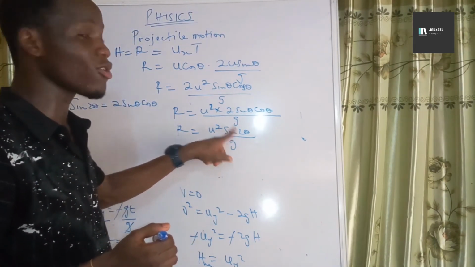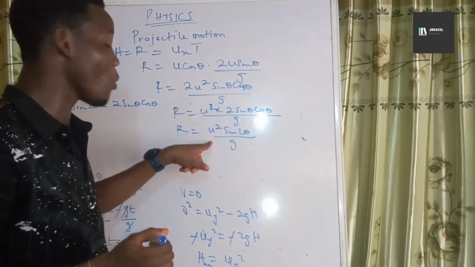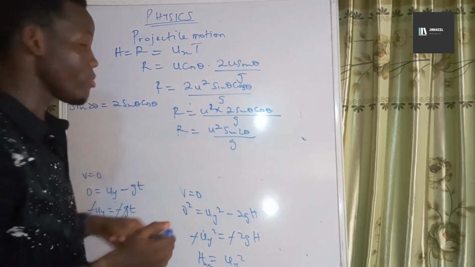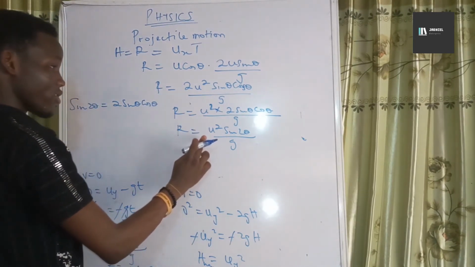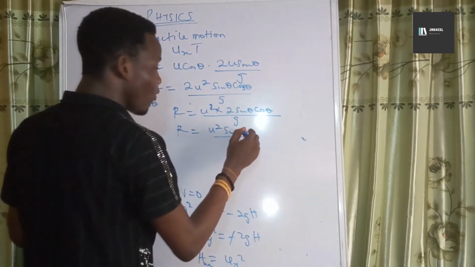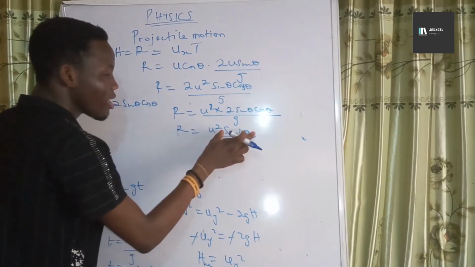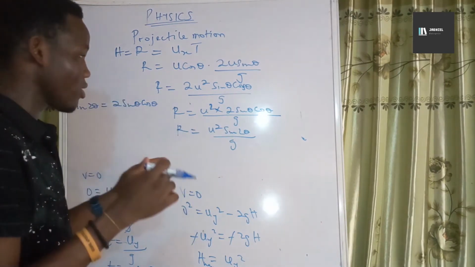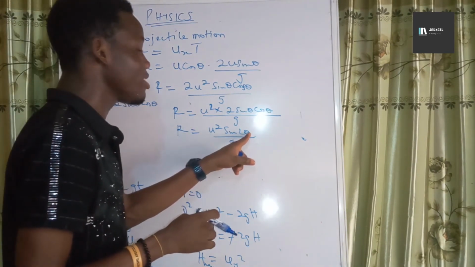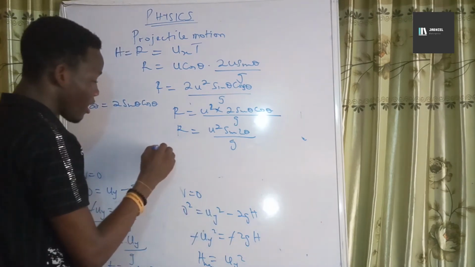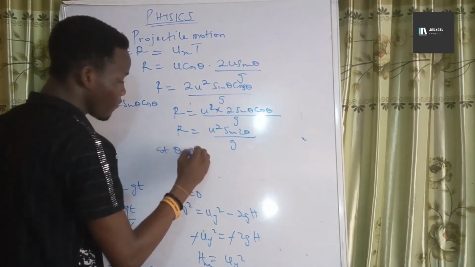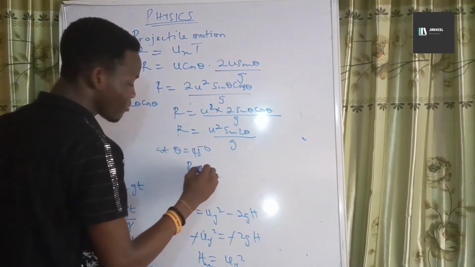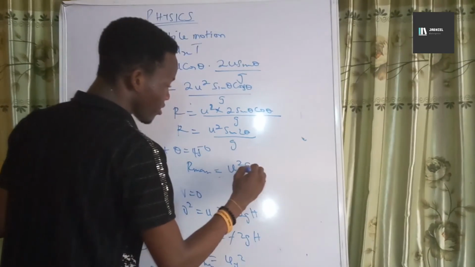So what value of theta will give me sin 2 theta to be 1? We know that sin 90 gives us 1. So that means the value of theta we need is 45. At theta equals 45, what do we have? Our maximum range. That's u squared sin 2 into bracket 45 over g, which is u squared over g. So this value gives us our maximum range.